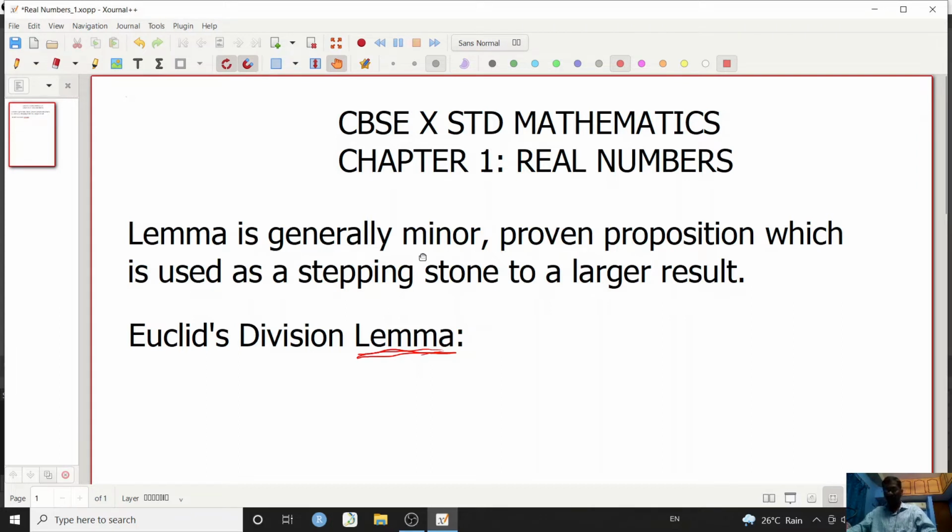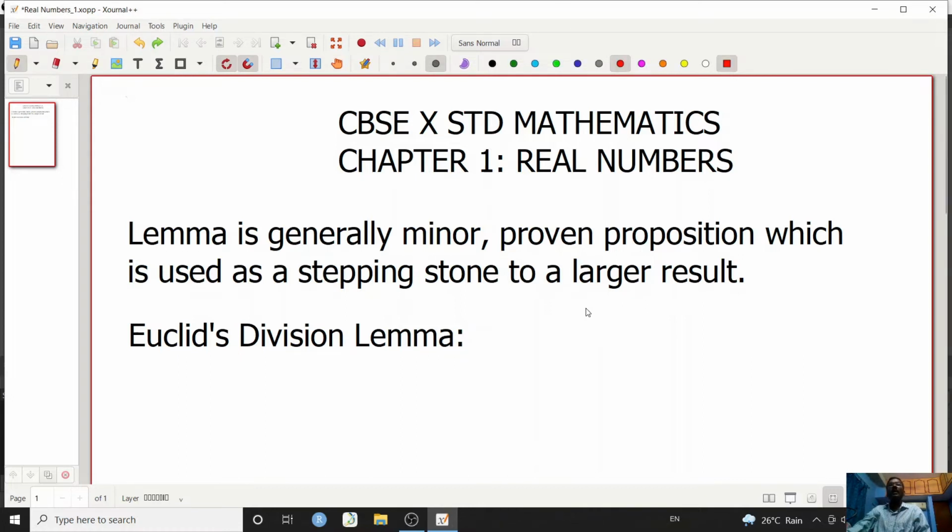Of course, it is not necessarily a minor one, because in mathematics there are beautiful lemmas which are of the utmost importance, as good as any other theorem. But in general, any minor proven proposition is usually called a lemma. So what we have to understand by the word lemma is that it is a proven statement. That is enough for our understanding. Now we move on to Euclid's division lemma. What is Euclid's division lemma? Now we are going to see the statement.